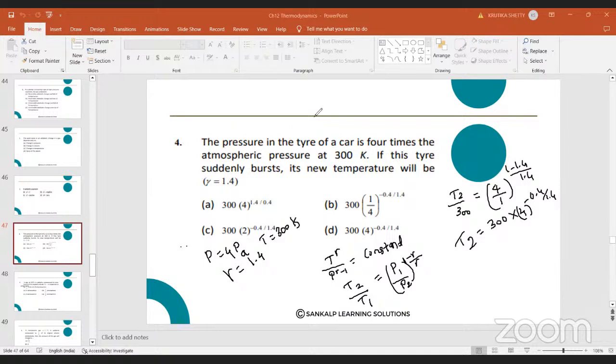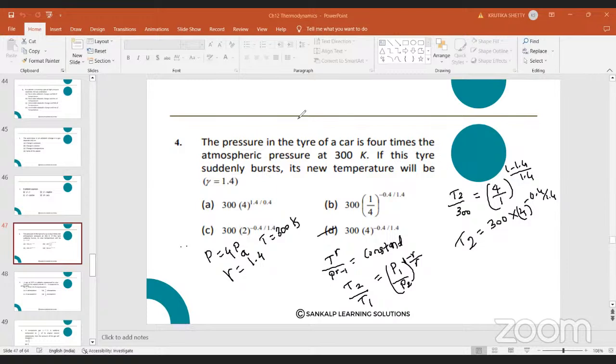Option D, ma'am. Okay, yes, it is option D. This is an adiabatic process. Option D is correct. Option D only it is.